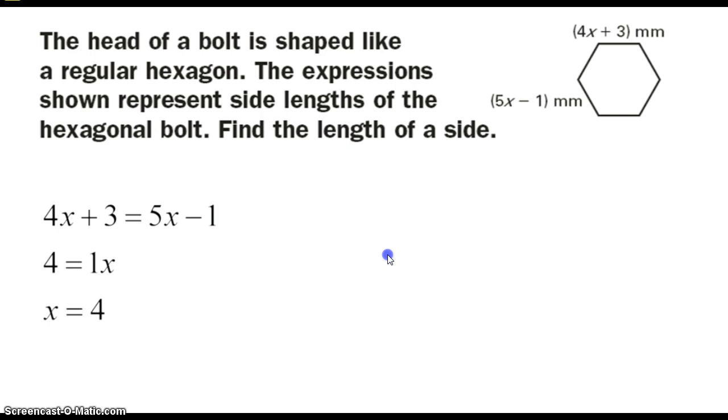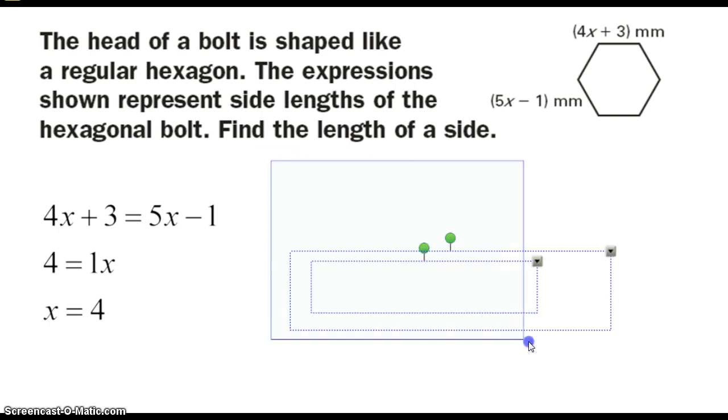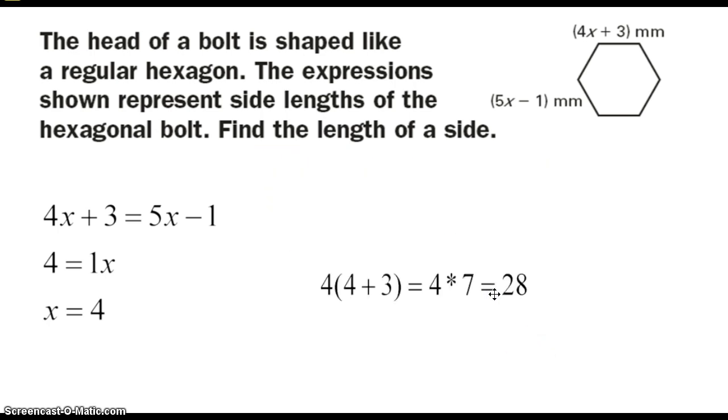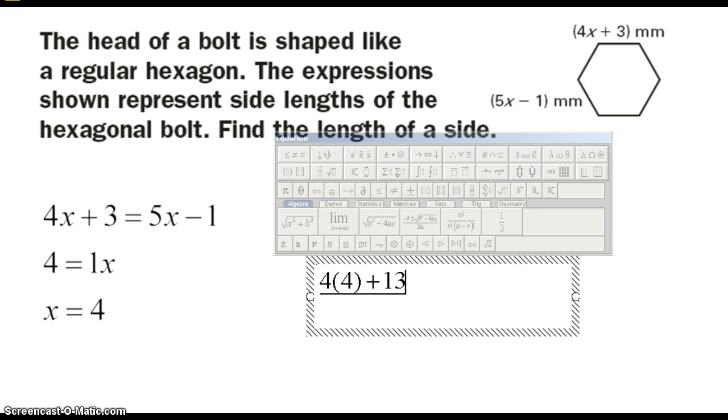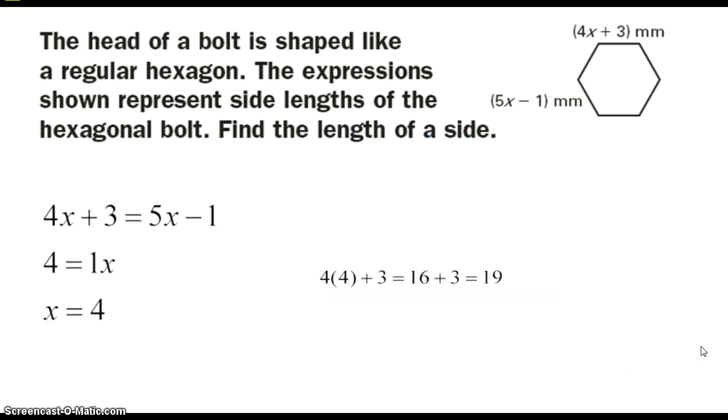So because I asked you to find the length of the side, we have to then just plug 4 back into either one. So I took 4x plus 3 and I did 4 parentheses, and then I just put 4 plus 3. Hold on, that's not right. I'm sorry, it's 4 times 4 plus 3. So it's 16 plus 3, which equals 19. So what is the side of our bolt? 19 millimeters in this case.